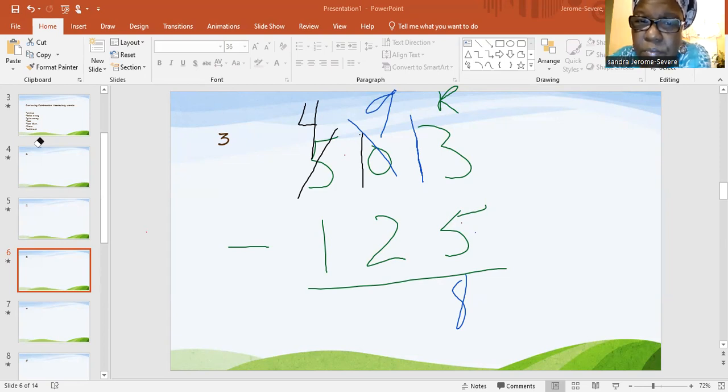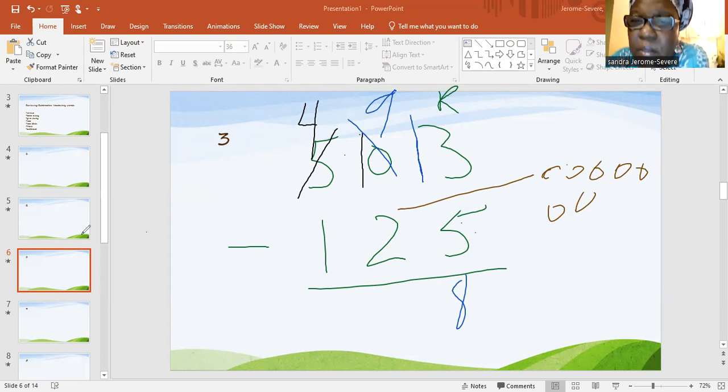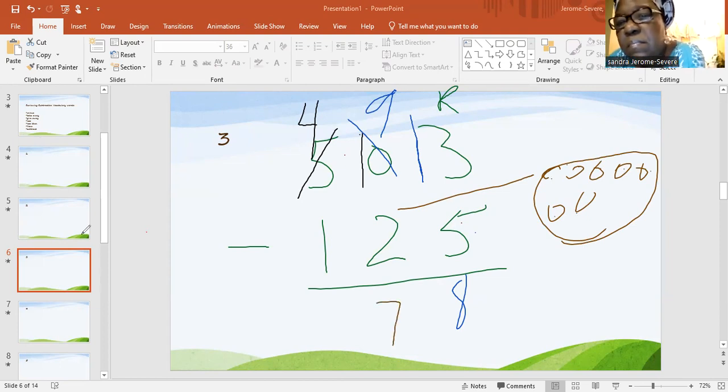So let's do it. Let's do it on this side. 2, 3, 4, 5, 6, 7, 8, 9. So let's count these right here. How many you have? 1, 2, 3, 4, 5, 6, 7. That becomes 7. So that's called counting up. So 4 take away 1. 4 take away 1 is what? 3.